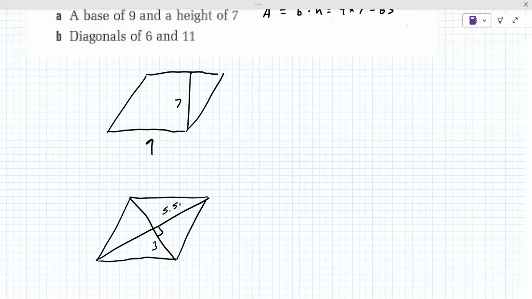Well, you could use some triangle stuff here to find it. You can also use the diagonals, though. I believe there's a formula here. It's 1/2 diagonal 1 times diagonal 2. You remember that? Yes.